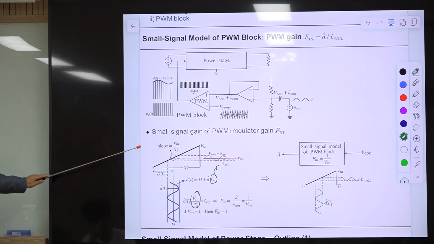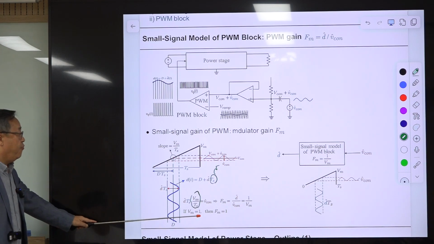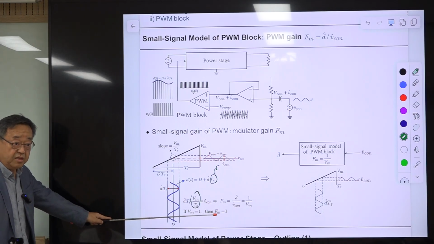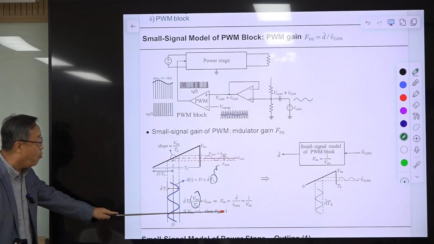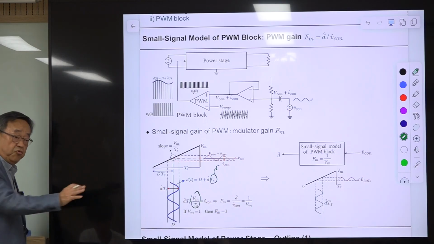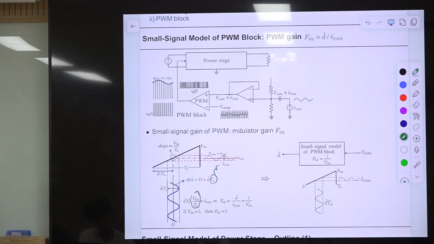This is one way of them. One of them. All right. So if VM is 1, then FM becomes 1. Okay, so it's better to use 1 for this VM. Then you don't have to worry about the modulator gain, which is 1.